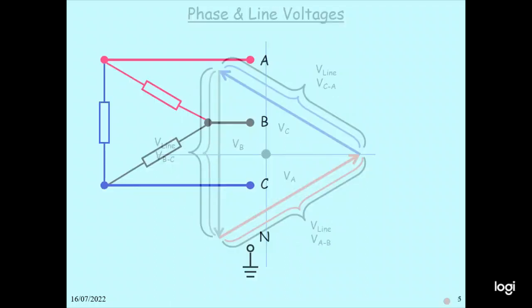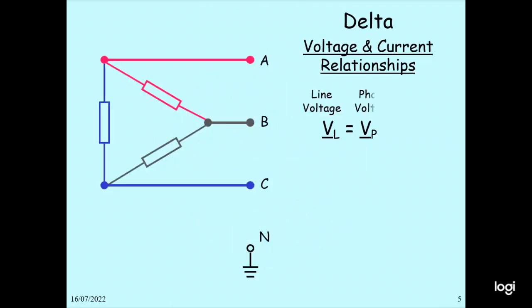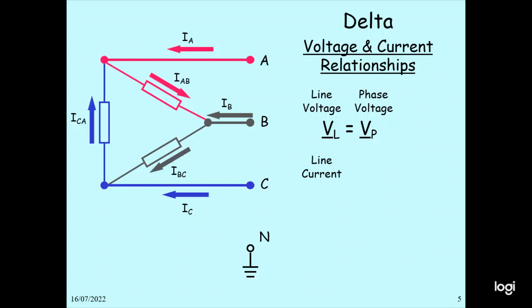So this is the delta connection voltage and current relationship. Line voltage is the same as phase voltage. V line equals V phase. And the line current IA is coming here, and also line currents IB and IC. Then we have IAB, IBC, and ICA. Those are the phase currents. So the line current is the difference between the two phase currents. If you want to calculate IA, the equation is IAB minus ICA. So this is IA.